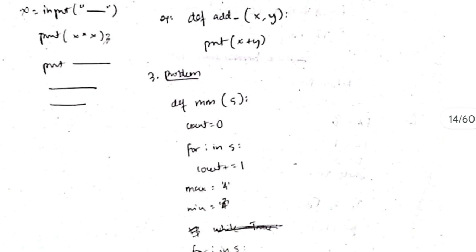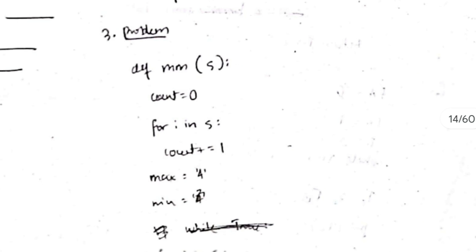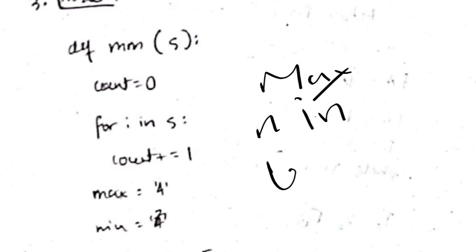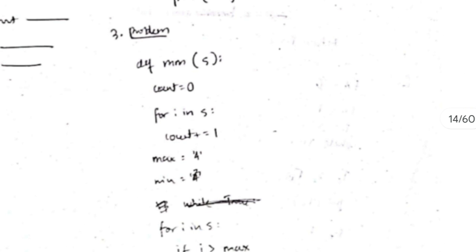The third question is: write a Python program to create a user defined function to find the maximum and minimum letter in a string, and also find the length of the string without using the inbuilt function. Three things we have to do: find the maximum letter, find the minimum letter, and find the length of the string. This is the function we have defined. First we write def for the maximum minimum function, and here we are accepting a string as an argument.